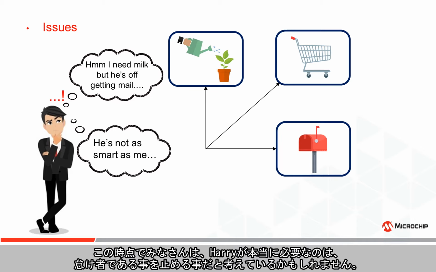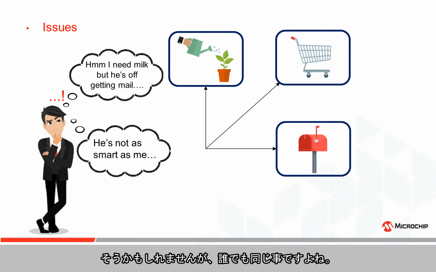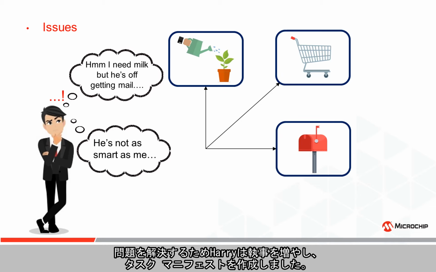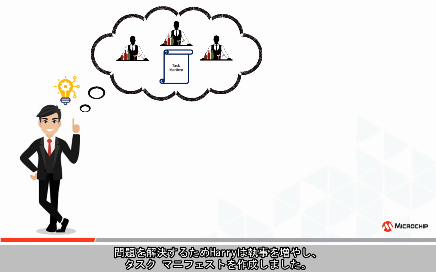Now you might be thinking at this point that what Harry really needs is to get off his butt and stop being such a lazy bum. And while that might be true, isn't everyone? So why should he spend his valuable time doing things that almost anyone could do? To get around this issue, Harry decides to hire a couple more butlers and puts up a task manifest.